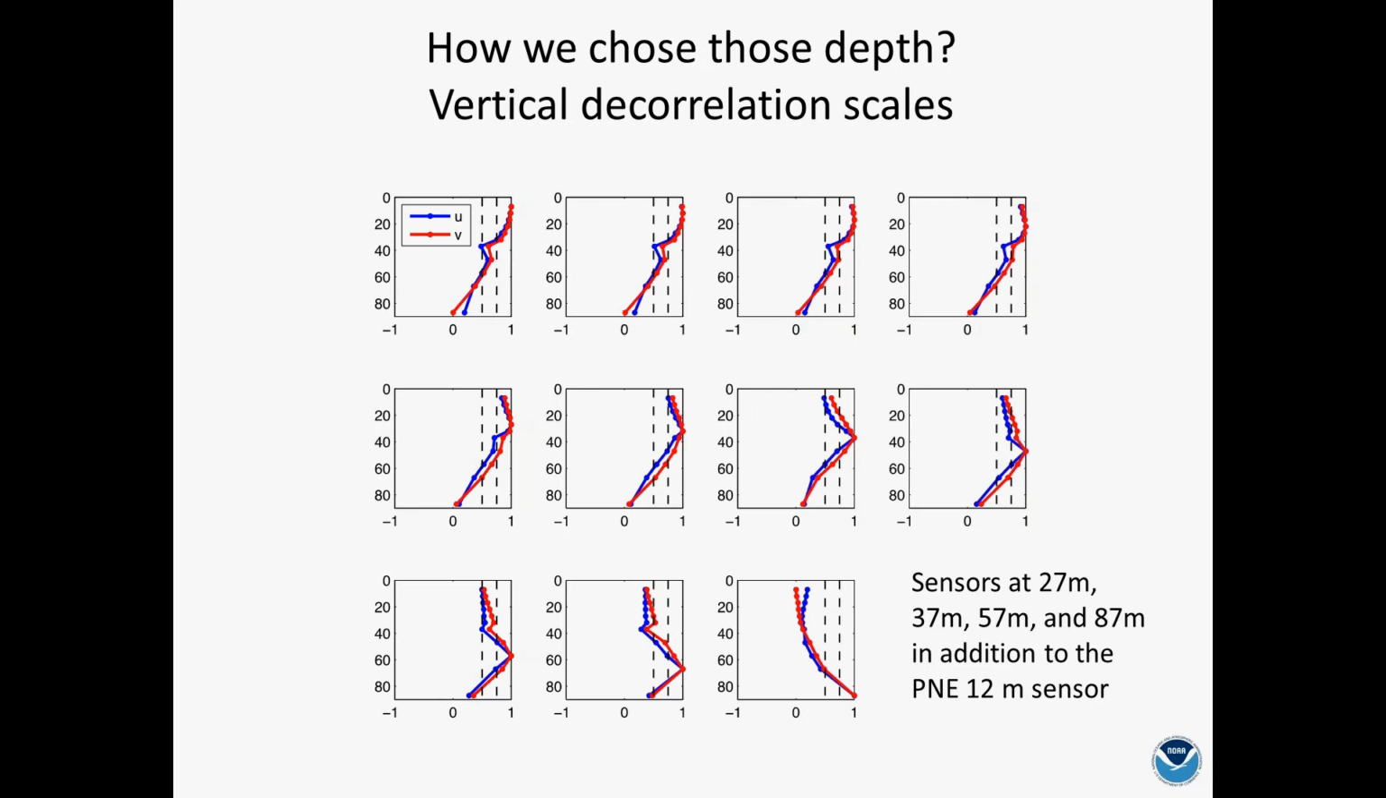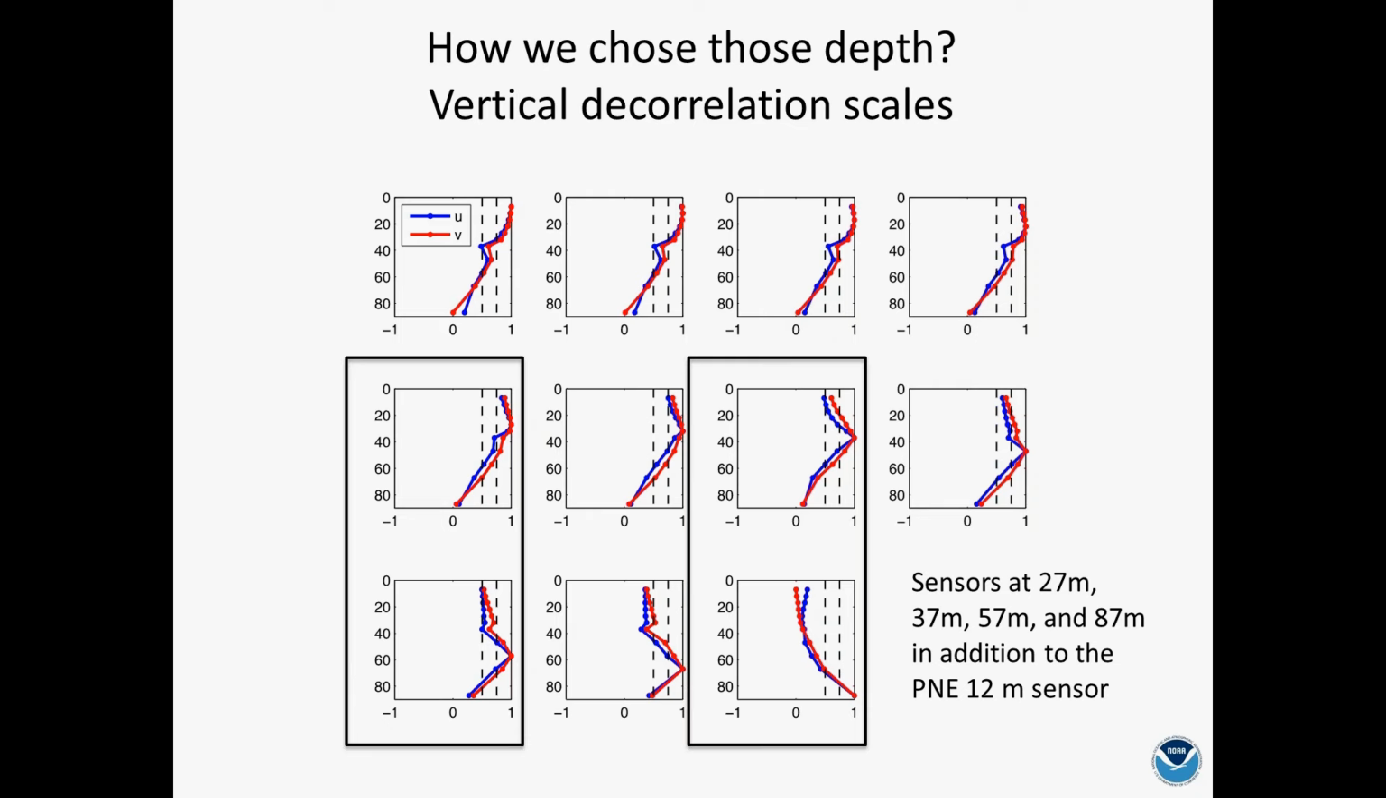In case you're wondering, the reason why we picked those depths was because when we have this data set, we can look at pairwise correlations between the various depths. All my labels are gone, I apologize. These have labels that tell you what depths they are, but you'll just have to take my advice that it's 27 meters, 37, 57, and 87.